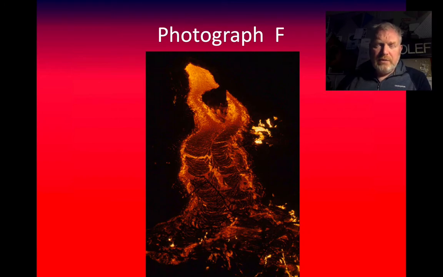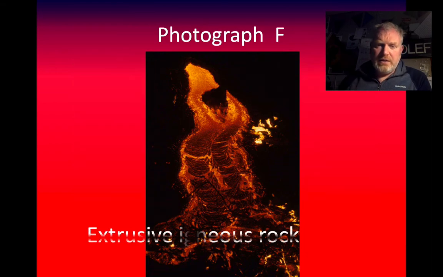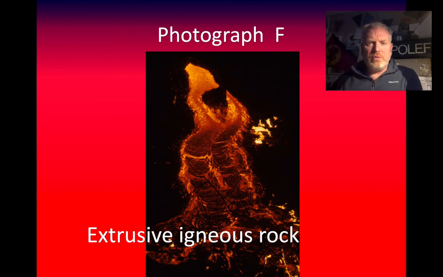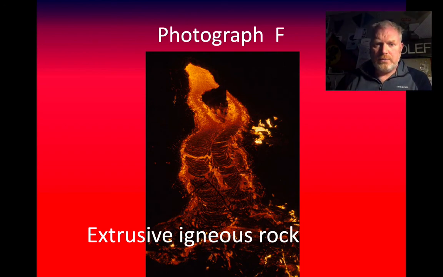Photograph F, which I realise hasn't photocopied desperately well in your theme booklets, but the colour images that go with this video should help you out with this. In colour, fairly obviously, this is an extrusive igneous rock. This is a lava flow, or magma at the surface. This is molten rock erupting out onto the ground.